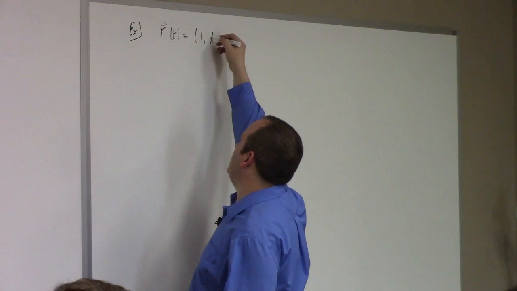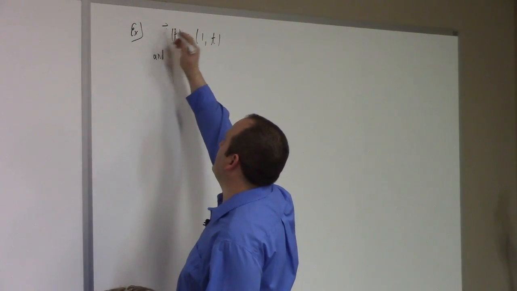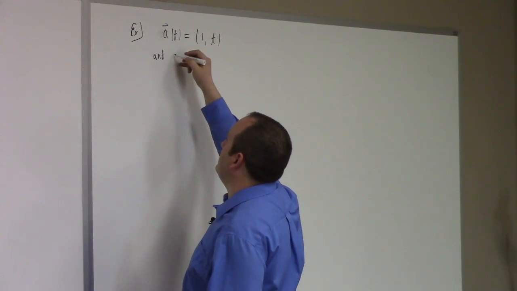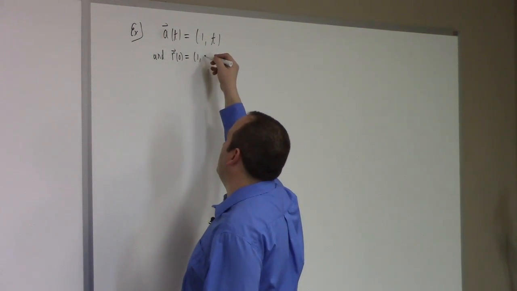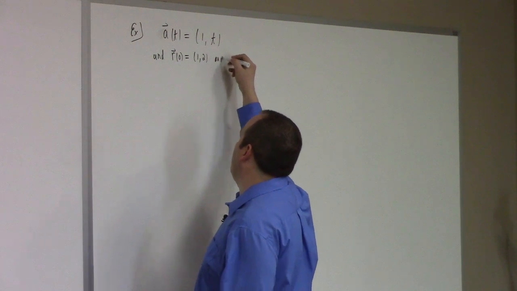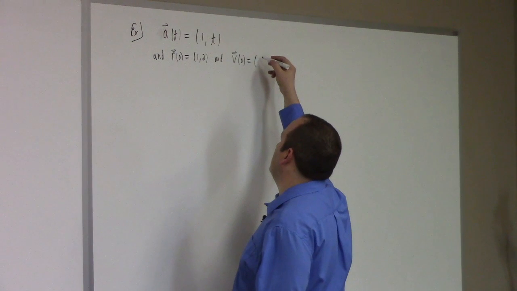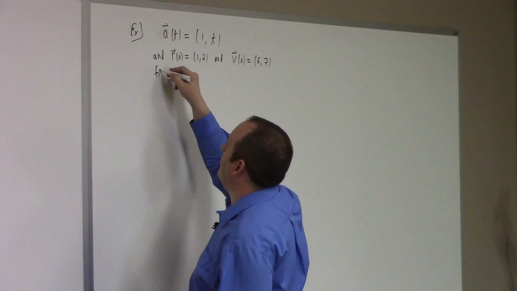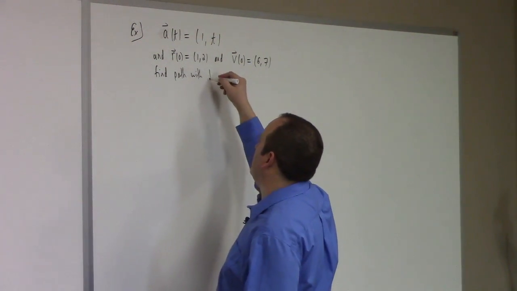Let's see here. Suppose r of t is equal to 1, t. And let's also suppose, oh, I'm sorry, not r. I want to make that the acceleration. Suppose you're given the acceleration is 1, t. And you're given that the path you're looking for has position 1, 2 at time 0, and velocity at time 0 of, I don't know, 6, 7. Find the path with this data.